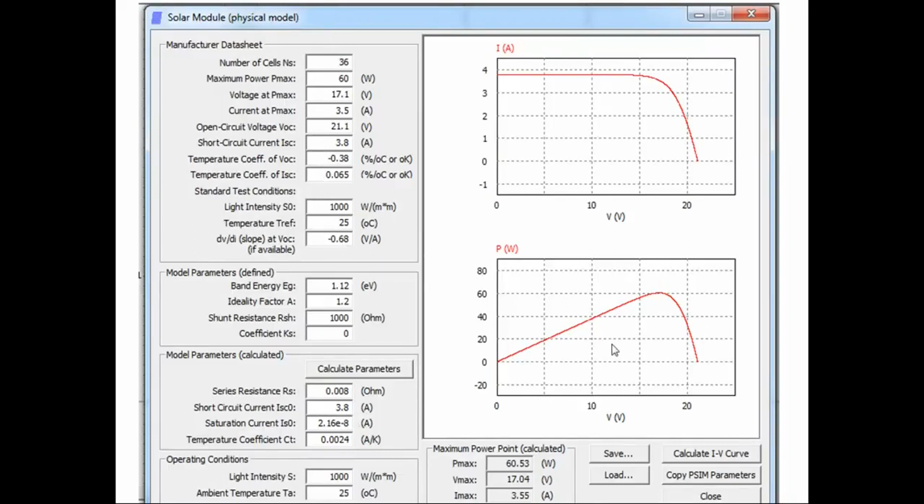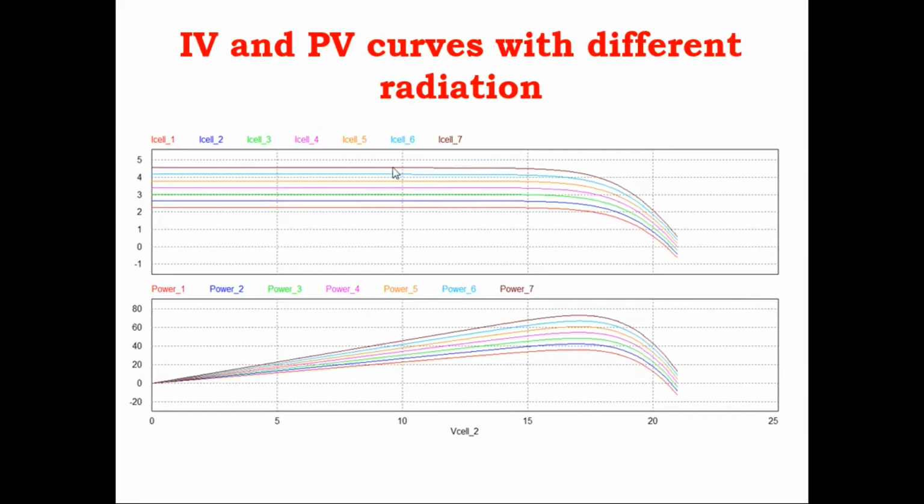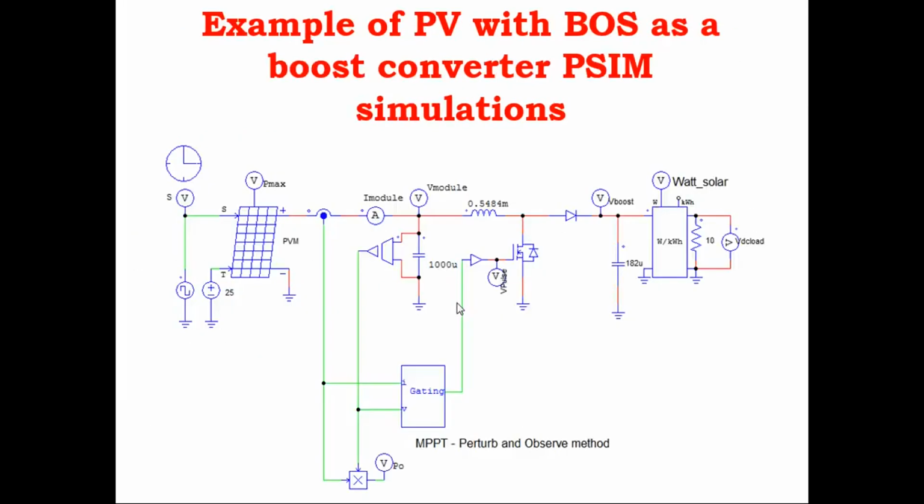These are the input parameters that we are going to introduce in the PV model. These are the various IV and PV curves with the change in radiation level and temperature level. Then with those equations of L and C, we found out L and C of the boost converter. The block diagram of the system is like this. This is the photovoltaic part. These are the sensor parts. This is our boost converter. Watt solar is the wattmeter, that is the power drawn by the load, and this fourth stage is the load section.